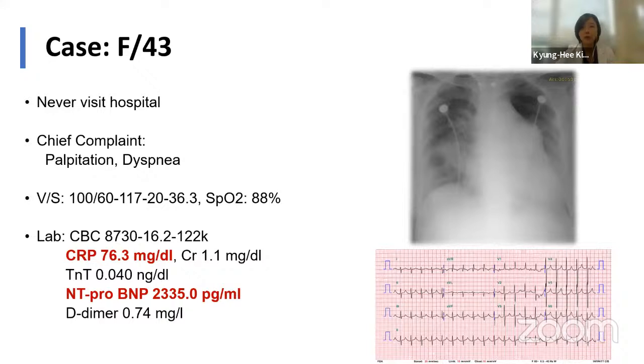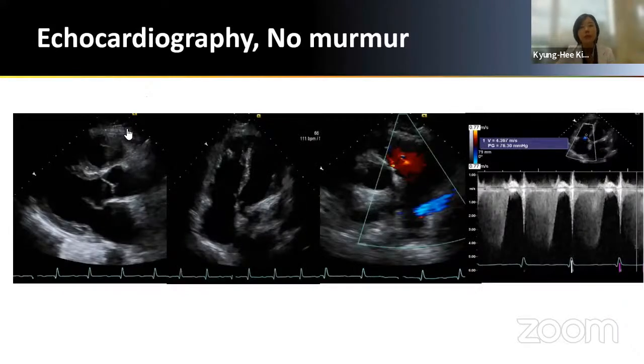Let me show you one of my patients, who is 43 years old. She had never visited the hospital, and her chief complaint was palpitation and dyspnea. Her blood pressure was normal. However, she had tachycardia and saturation was 80%. CRP was elevated and proBNP was elevated to over 2000. ECG showed tachycardia, and D-dimer was in the normal range.